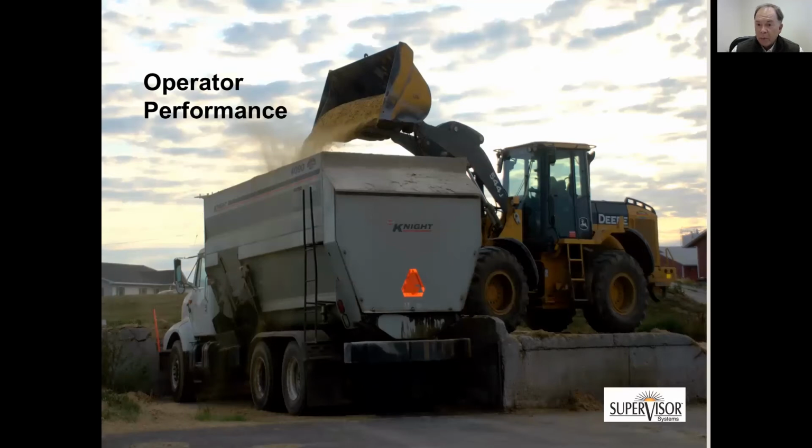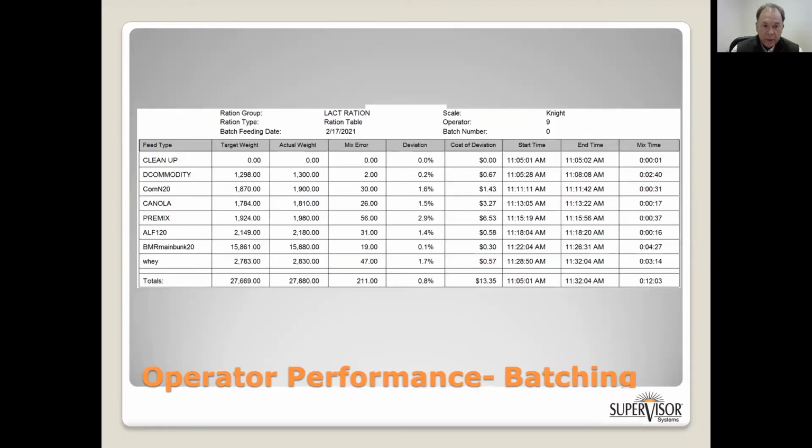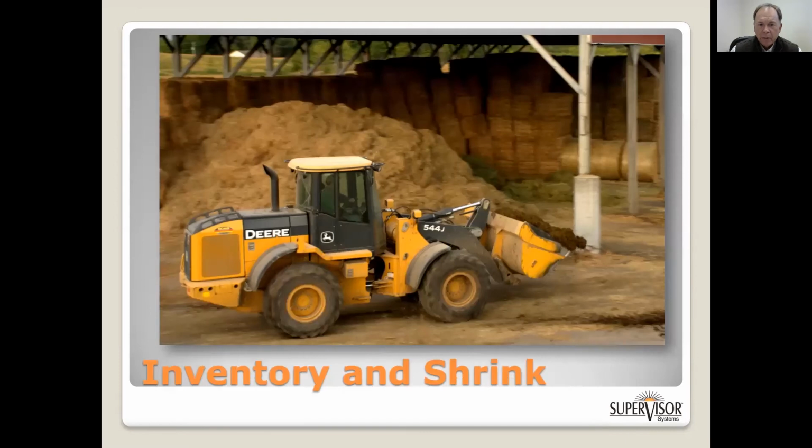So along with just feeding the cows, what's going to affect feed efficiency at the farm level? One of the things can be operator performance. Did our feeders actually feed the cows what we wanted them to that day? And did they do it at the time that we wanted them to as well? So monitoring batch performances, monitoring whole day performance is extremely important when we're trying to manage total farm feed efficiency. The other thing that is often overlooked is inventory and shrink.